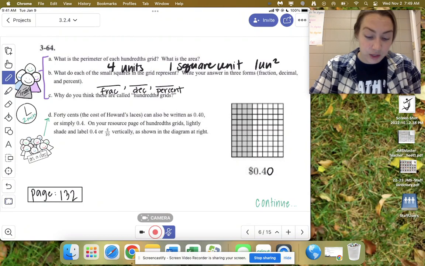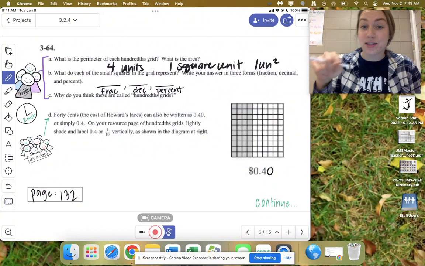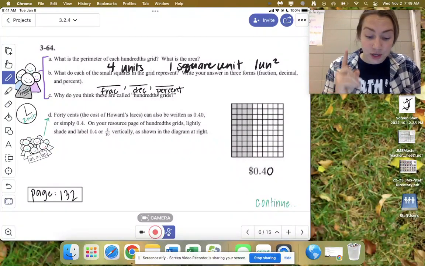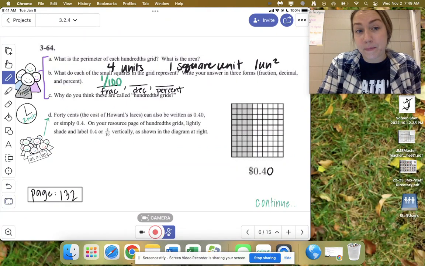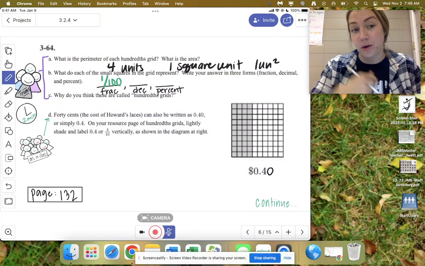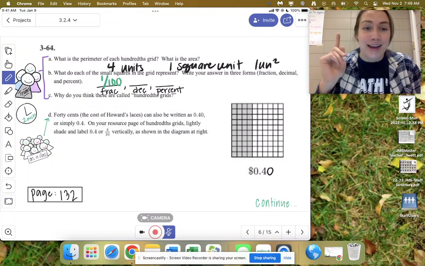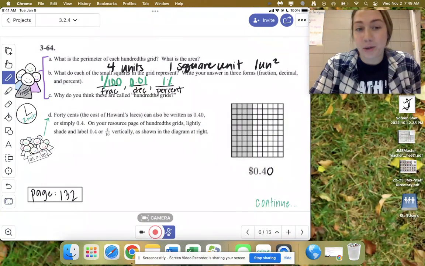So the next one says, what do each of the small squares of the grid represent? Write your answer in 3 forms. So we just talked about that. They're all split into little tiny pieces. There's a total of 100. So one of them would be 1 out of 100. Okay. Pause the video and figure out what the decimal and percent equivalencies would be for that fraction. So go for it. 30 seconds. And we're back. 1 divided by 100 is 0.01, and as a percent, it is 1%.